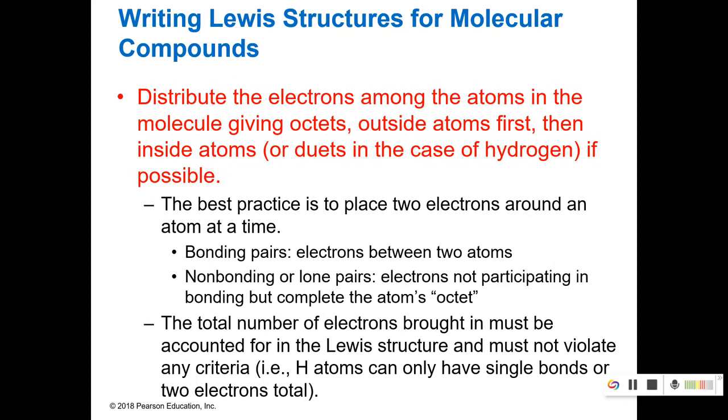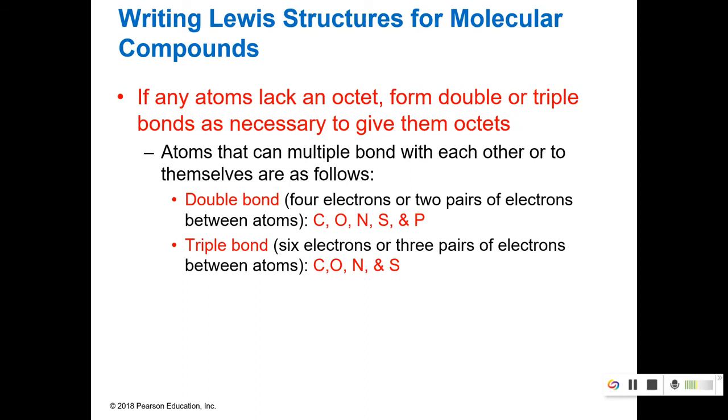Really, first it's going to be bond to center, and then it's outside, inside. You have to go in this order, otherwise they don't come out looking right. Okay? Please make sure you're paying attention to that. If something lacks an octet, that's when you double or triple bond. But that's only once you've run out of electrons. And remember these CNOPs? Those are the only elements that can double and triple bond. And remember, they're to one another.